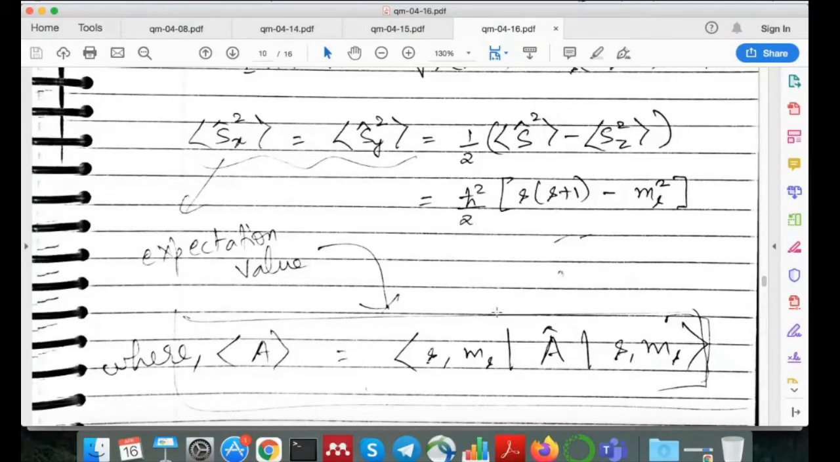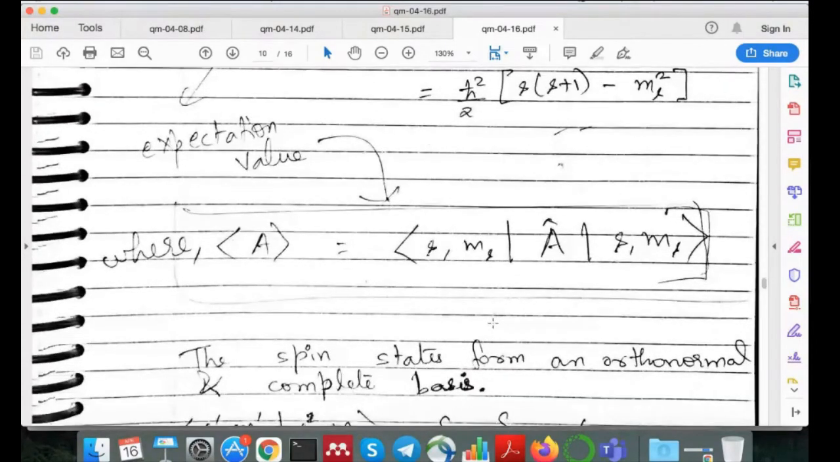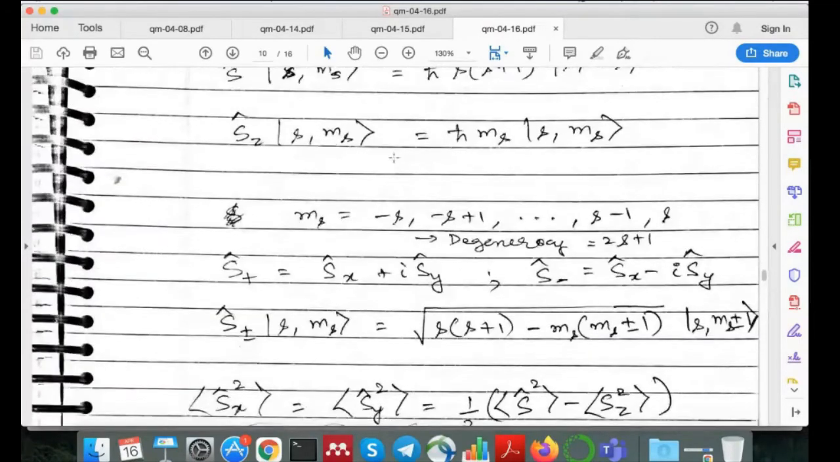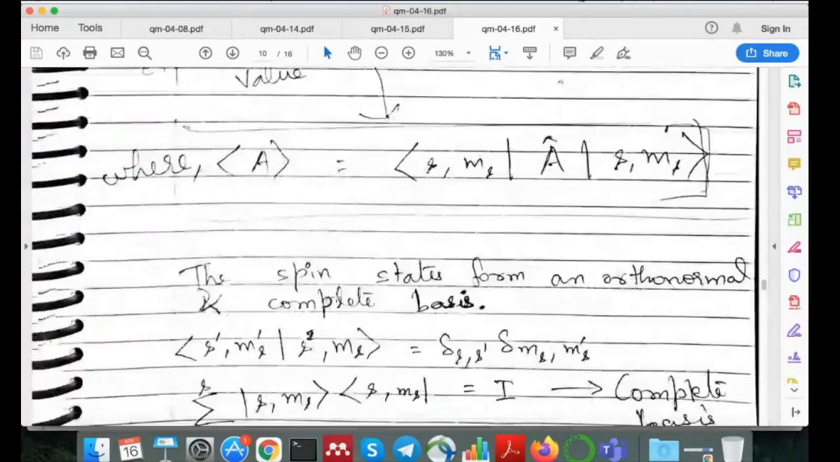We are just using everything that we have learned in all the previous chapters and applying it over here. There is nothing much different. Then all of these operators are defined, and we say that the spin states form an orthonormal and complete basis. This represents your orthonormal basis, meaning that if the two states are different from each other, the scalar product of that will be 0. If they are the same, then it will be 1. That's what a delta function represents.